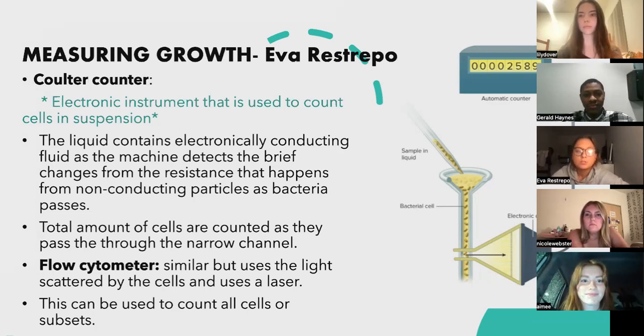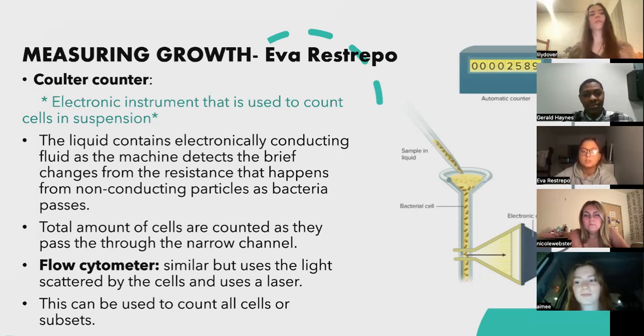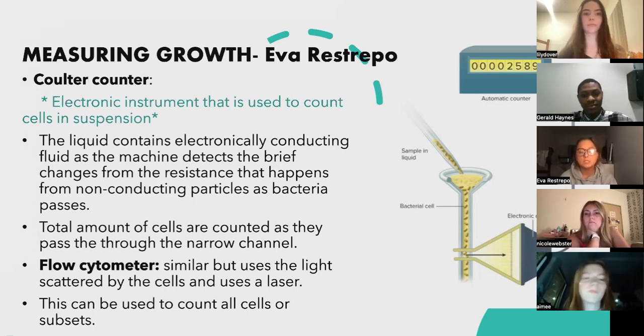And then the flow cytometer is pretty similar to the one that I just explained, but it uses light scattered by the cells and uses a laser instead. And this can be used to count all the cells or just subsets, and the subsets can be tracked by using tags or dyes.